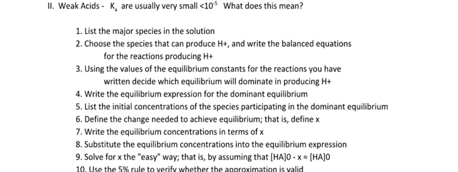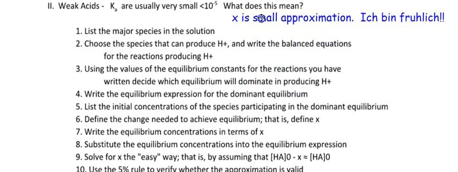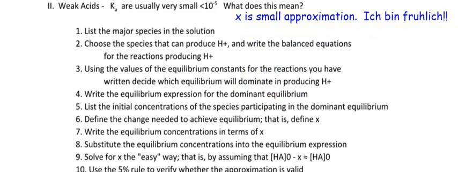Does that ring a bell? You remember what chapter 14 said? If K was very small, roughly 10 to the negative fifth, what can we do? We can assume that X is a small approximation. And I taught you saying, ich bin sehr fröhlich. That means we don't have to use the quadratic equation. We can make some assumptions, and that will make your life so much easier.